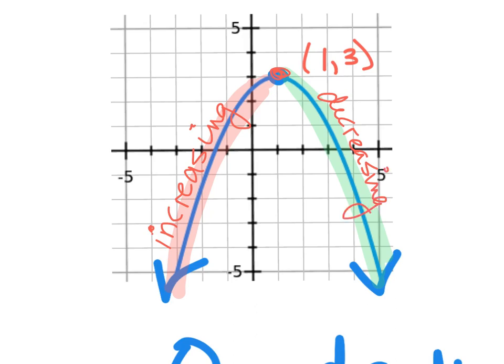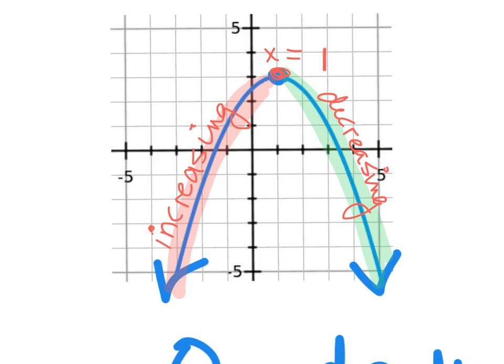Once you have decided which part of the graph is increasing and which part of the graph is decreasing, you want to look just at the x value where it changes. So right here, we had said that that x value is 1, so x equals 1 where it changes.